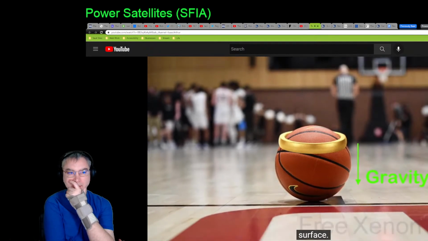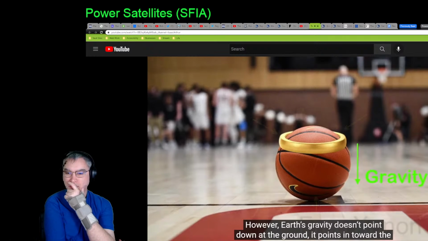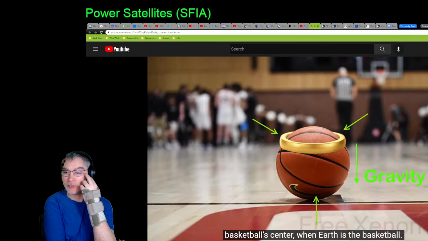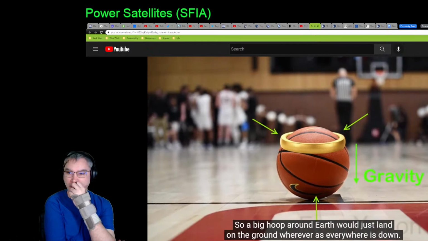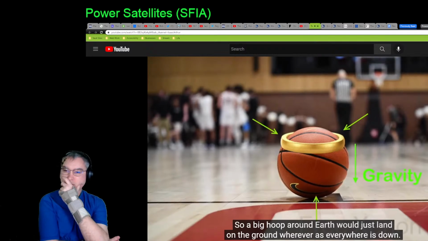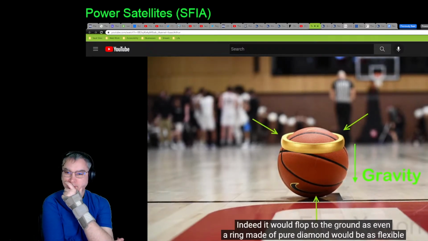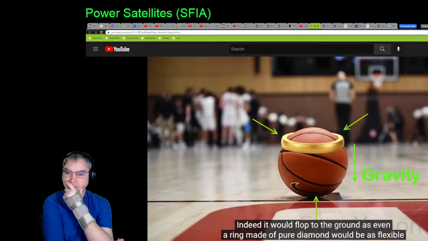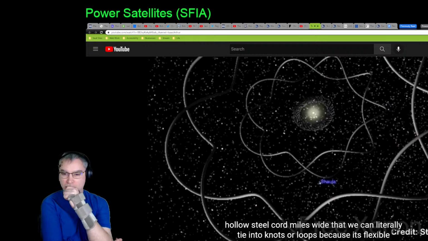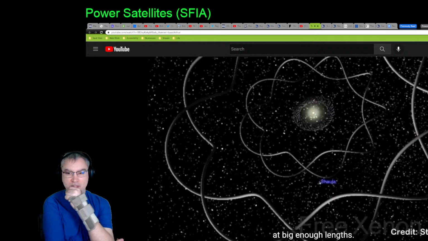the basketball's surface. However, Earth's gravity doesn't point down at the ground, it points in towards the basketball's center when Earth is the basketball. So a big hoop around Earth would just land on the ground wherever, as everywhere is down. Indeed, it would flop to the ground, as even a ring made of pure diamond would be as flexible as a rubber band at this scale, much like our Topopolis megastructure, a giant spinning hollow steel cord miles wide that we can literally tie in knots or loops because it's flexible at big enough lengths.